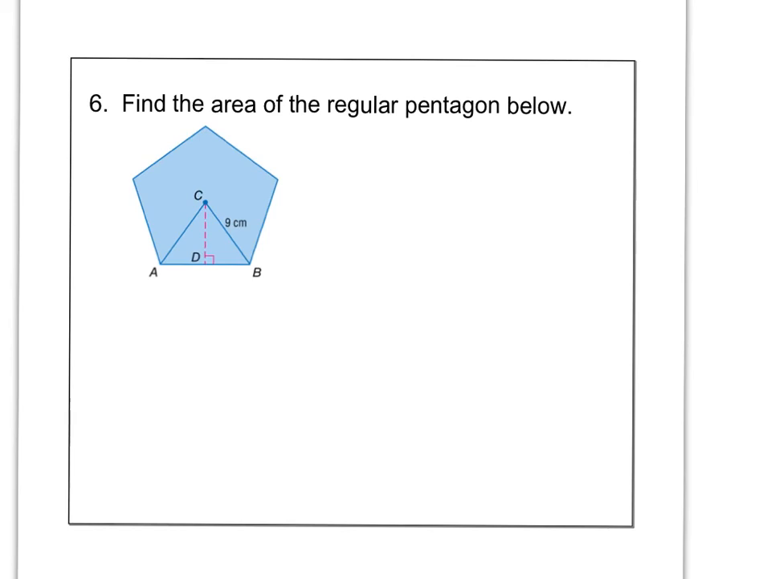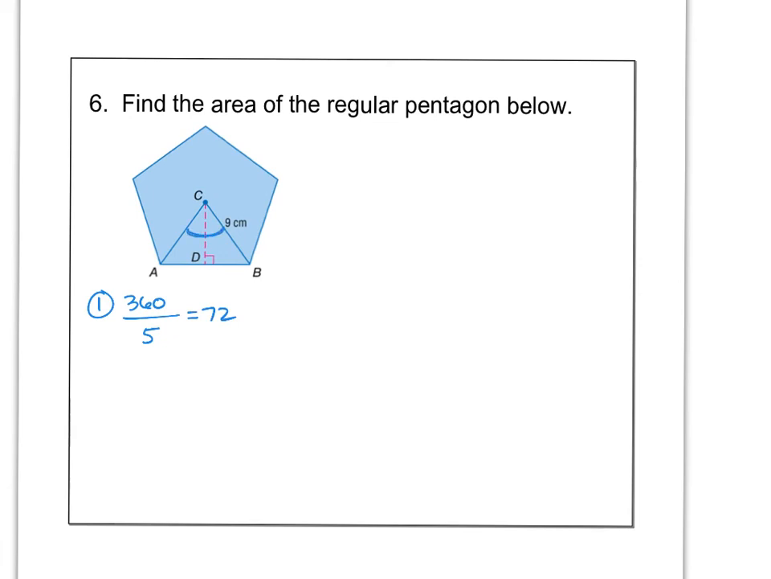Okay, last one. Number 6, find the area of this regular pentagon below. We're going to go through the 6 steps. Step number 1 is you find the central angle. So you're going to take 360, divide by the number of sides. It's a pentagon, so there's 5 sides. 360 divided by 5 is 72. We just found this angle right here.